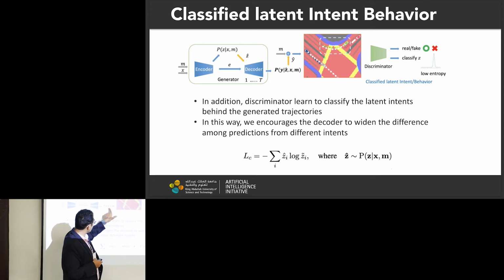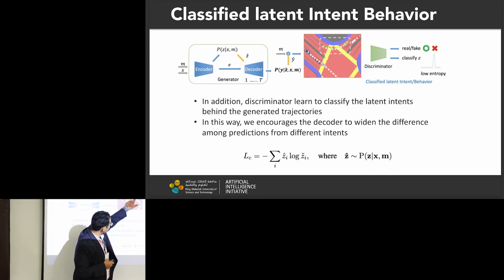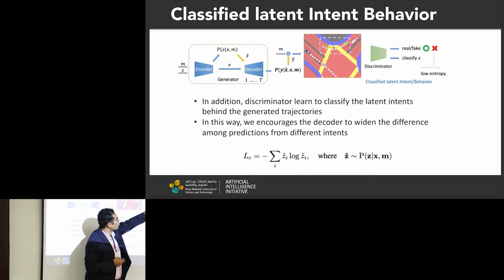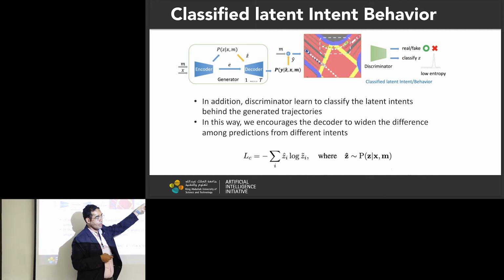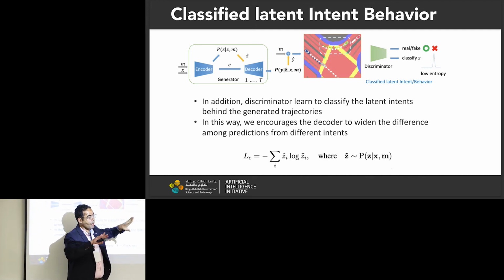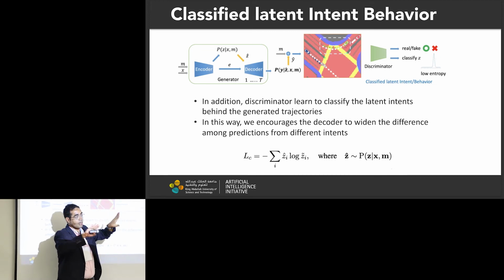So we sample a driving intent. We predict the whole trajectory. We put it in a map. We feed it to the discriminator. We want the discriminator to tell apart which intent is used to predict that trajectory. And that makes the model more capable of telling apart different driving intents from one another, making them different.